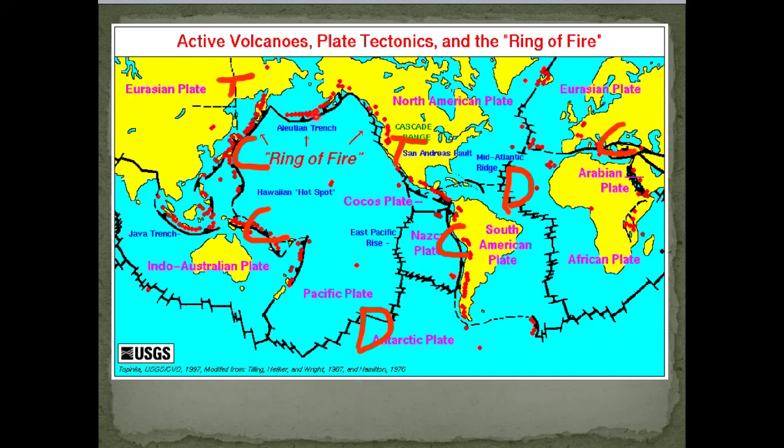And when that occurs, you get these little red dots represented here. And these are volcanoes. So when you have a lot of volcanoes in an area, it usually represents that one plate is converging under another. And this area here is called the Ring of Fire because it has so many volcanoes.